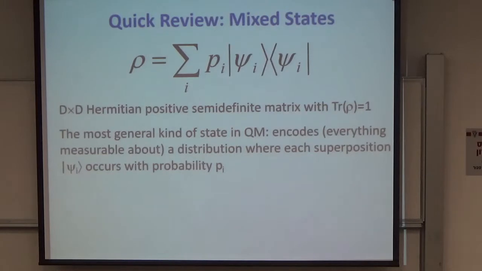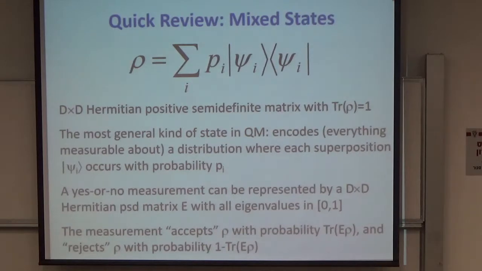It's the most general kind of state in quantum mechanics, and it encodes everything measurable about our mixture. If two different mixtures lead to the same density matrix, then they are operationally the same. Now we'll be interested in this talk mainly in measurements with just two outcomes, yes or no measurements. The most general kind of measurement is what we call a two-outcome POVM, positive operator valued measure.